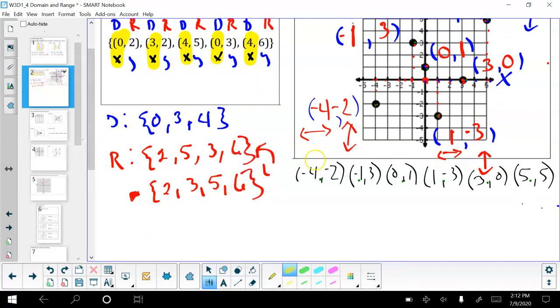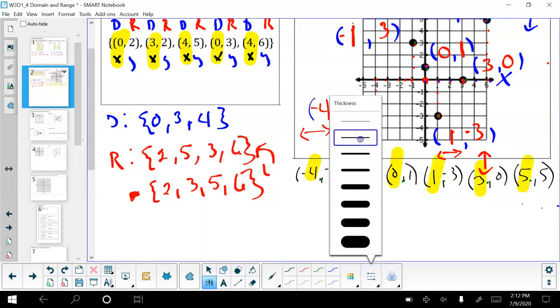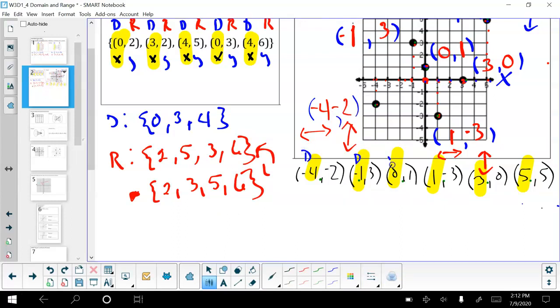And again, I'm going to highlight the domain numbers. And that's the first number in each pair because the domain is the X. So I'm going to label them. My domain values then are going to be -4, -1, 0, 1, 3, and 5. Now I just happened to accidentally get them in the right order if you wanted to go from low to high. But if they didn't come out in the right order, then you could rewrite them like we've done before.